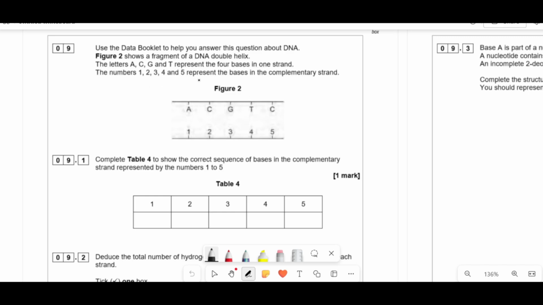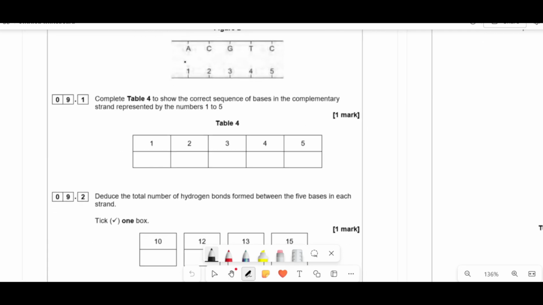The numbers 1, 2, 3, 4, and 5 represent the bases in the complementary strand. So A, C, G, T, C are the bases. It says complete table 4 to show how the correct sequence and bases in the complementary strand are represented by the numbers 1 to 5. So all it is that A goes with T, C goes with G, G goes with C, T goes with A, and then C goes with G. So it'd be T, G, C, A, G.